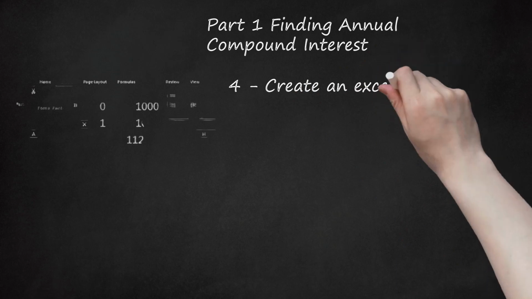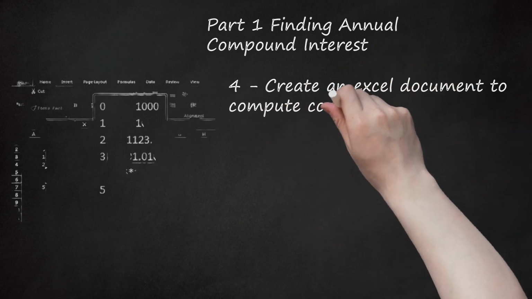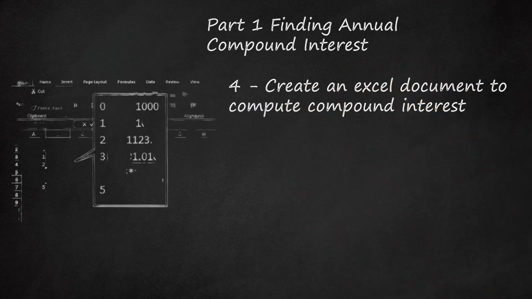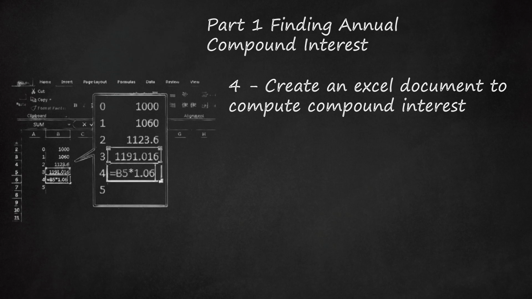4. Create an Excel document to compute compound interest. It can be handy to visualize compound interest by creating a simple model in Excel that shows the growth of your investment. Start by opening a document and labeling the top cell in columns A, B, and C year, value, and interest earned, respectively. Enter the years 0 to 5 in cells A2 to A7. Enter your principal in cell B2.